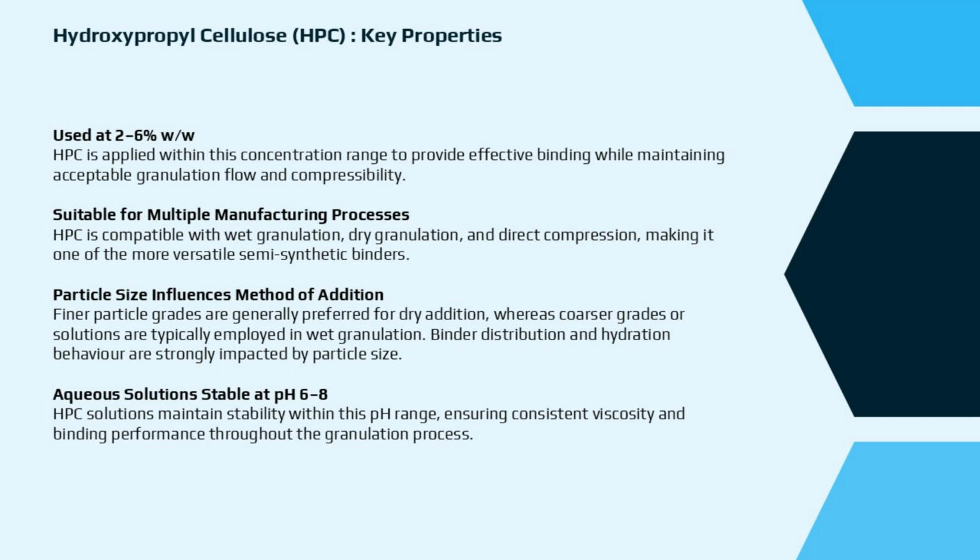Hydroxypropylcellulose is a versatile binder used at 2 to 6%. It is suitable for wet and dry granulation as well as direct compression. Particle size plays an important role. Finer grades are preferred for dry addition, while coarser grades or solutions are more appropriate for wet granulation. HPC solutions remain stable between pH 6 and 8.